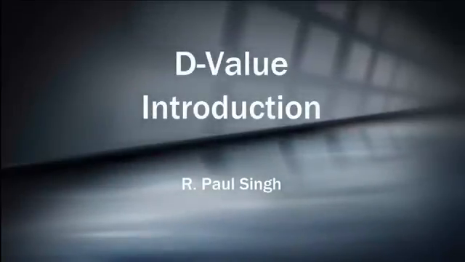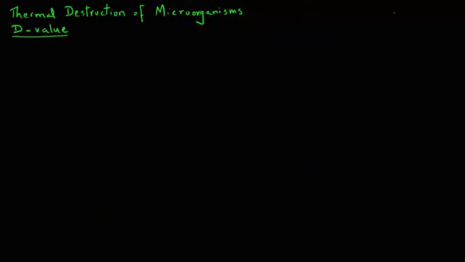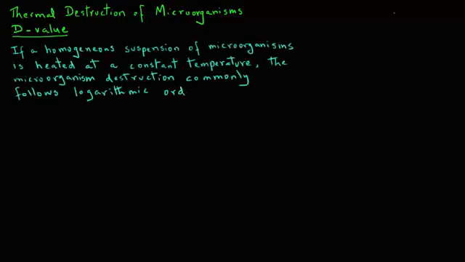In this tutorial, we will examine D-value, which is a characteristic of thermal destruction of microorganisms. So if we take a homogeneous suspension of microorganisms and we heat it at a constant temperature, the microorganism destruction commonly follows a logarithmic order of death. Now we say commonly because certain variations are also observed, but those will be the subject of a different tutorial.